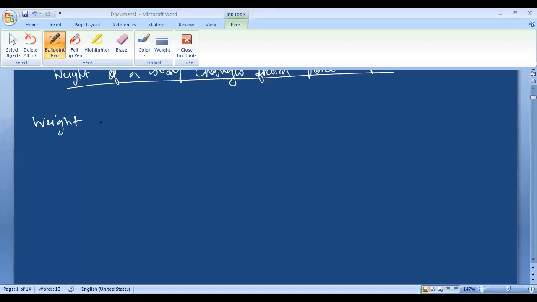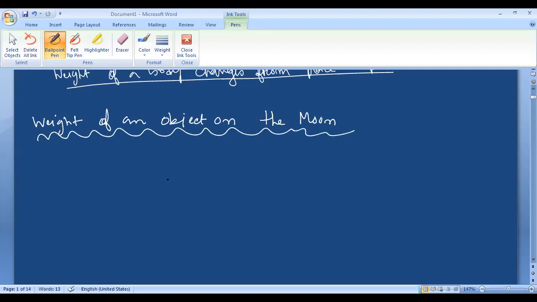Weight of an object on the Moon. You write the heading: weight of an object on the Moon.